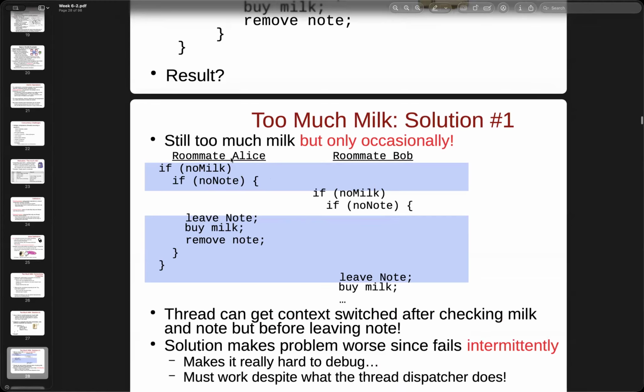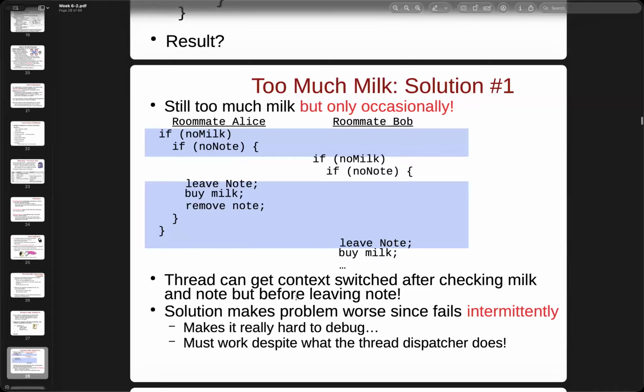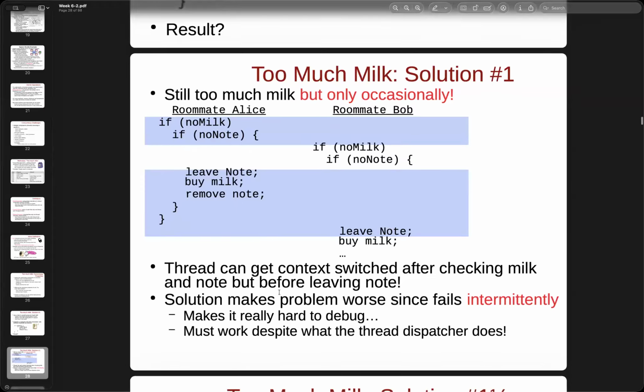Say we have roommates Alice and Bob. I check: no milk, no note. Then the thread gets a context switch after checking milk and note, but before leaving the note. So there's still some issue, because we have multiple processes and multiple threads. This is a causal issue.